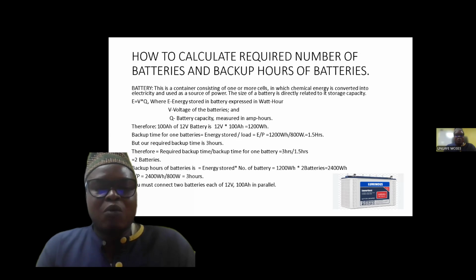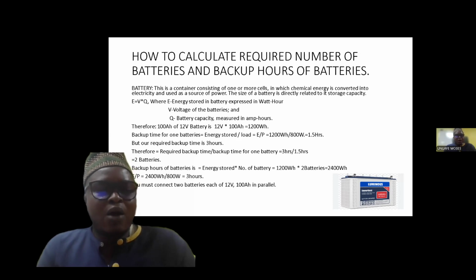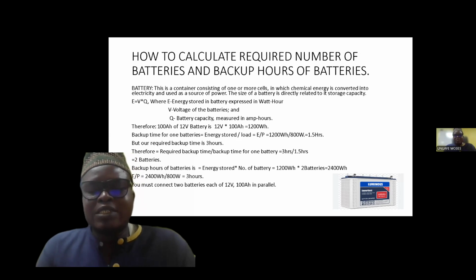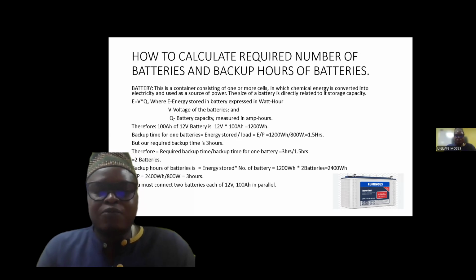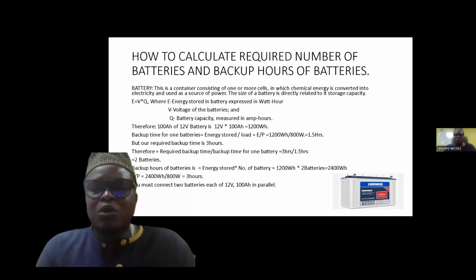And when you multiply 12, which is the battery voltage, times 100 AH of one battery, it is going to give you 1200 watt-hours. So how do we know the backup power? The backup time of one battery is the energy stored in the battery divided by the load of the residential. And our load of the residential is 800 watts. Therefore, 1200 watt-hours divided by 800 watts is going to give us 1.5 hours.